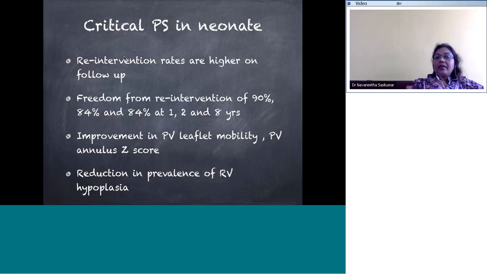Also, re-intervention rates are reported to be higher in critical PS. I've given the numbers from a long-term outcome study from SickKids Toronto. In the same study, they have also documented, which is an important thing, improvement in pulmonary valve leaflet mobility, pulmonary valve annular Z-score, and even reduction in prevalence of right ventricular hypoplasia. So if you can open the valve properly and support the baby during the immediate post-procedure neonatal period, as the baby grows, there is a good chance that that is the only procedure the baby ever required.